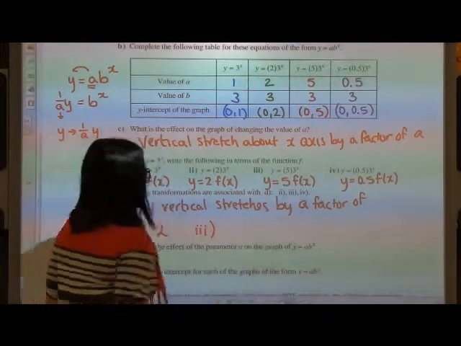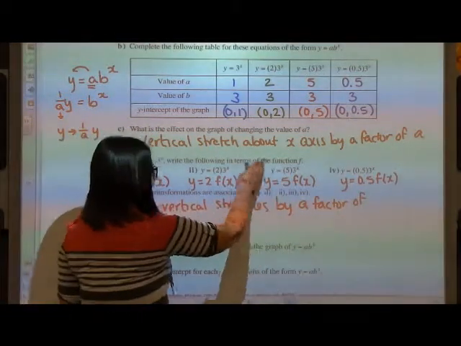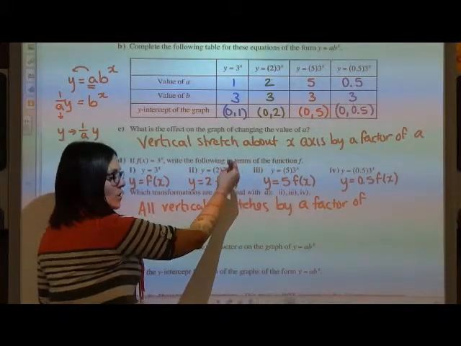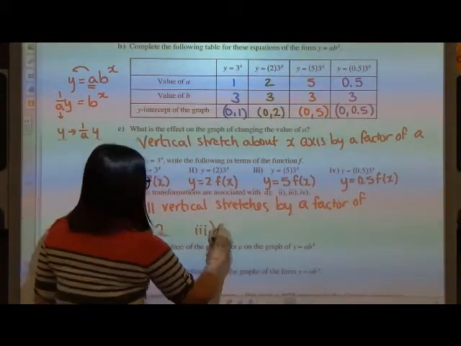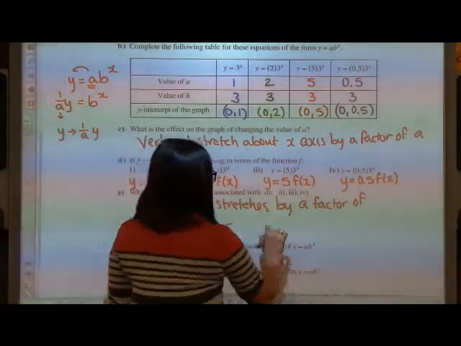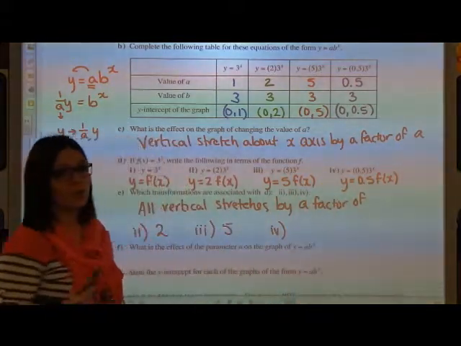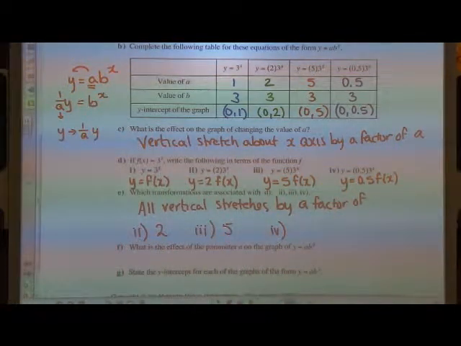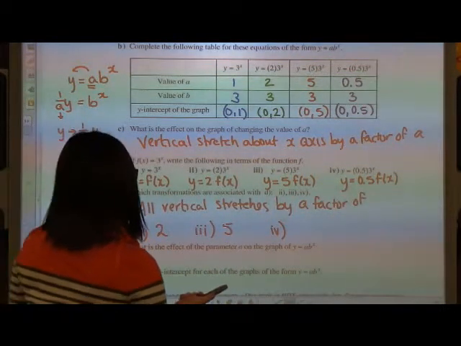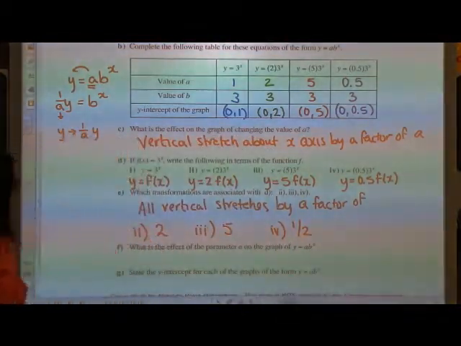With this one, I've got 5 times f of x. That 5 was originally on this side of the equation, which would have made it a 1/5. So I'm stretching by a factor of 5. And then the fourth one, this 0.5, when it was on the other side of the equation, was actually a 2. So this is a stretch by a factor of 1/2.